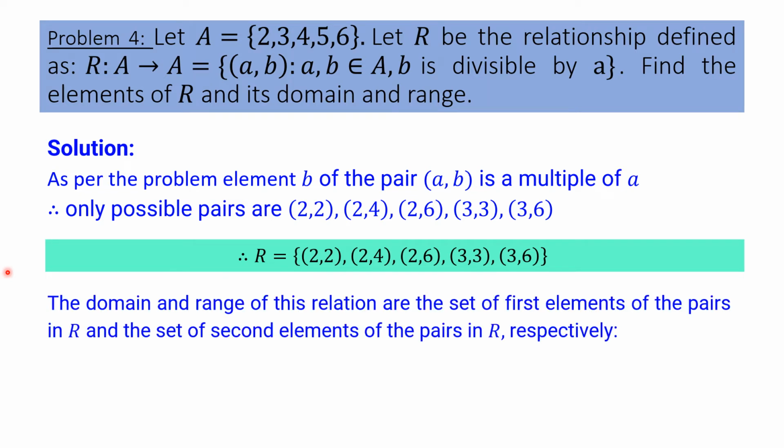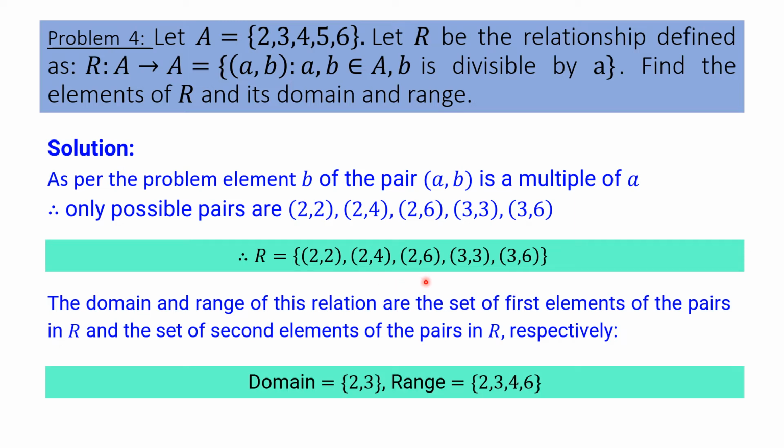Now the domain of this R is the set of first elements of each of the pairs and the range is the set of second elements. Therefore, domain is the set of elements 2, 3 and range is the set of elements 2, 3, 4, 6.